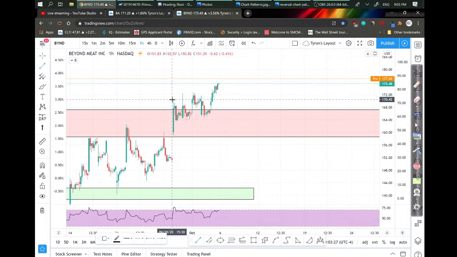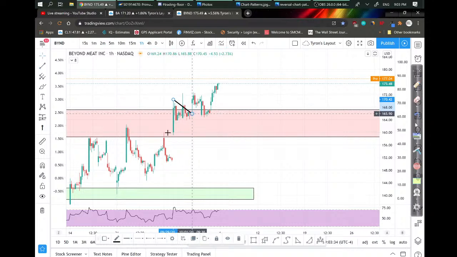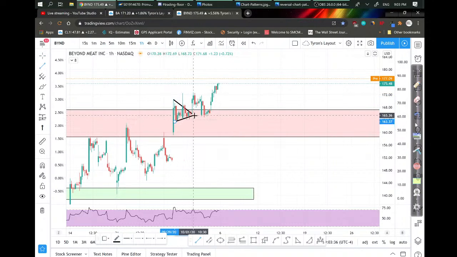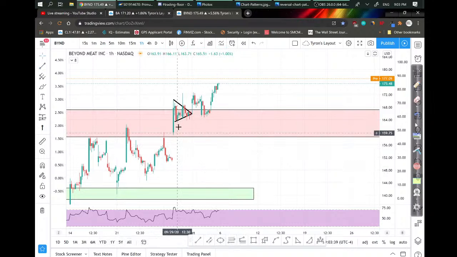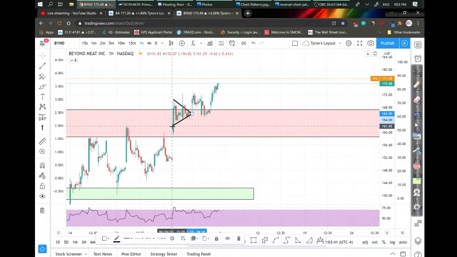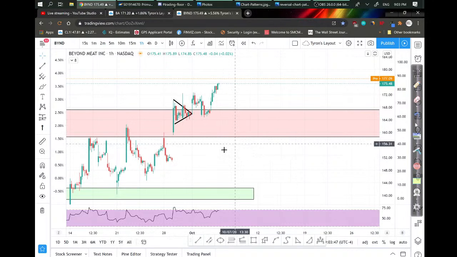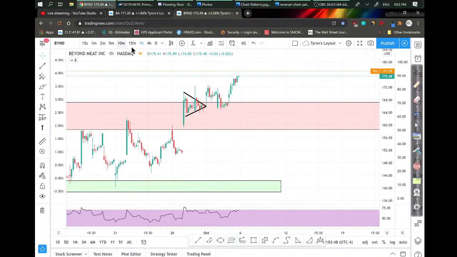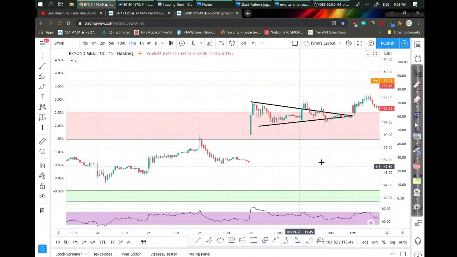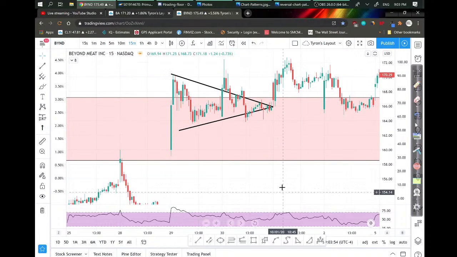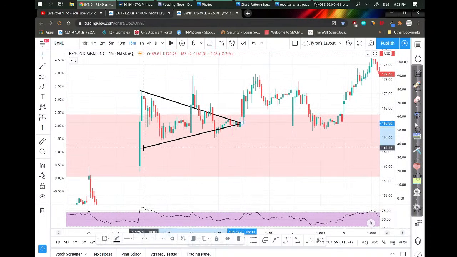Okay, Beyond Meat on a 1 hour, right? For example. You can see it's kind of a symmetrical triangle here. So a symmetrical triangle is actually a very powerful pattern. Because there could be movement from either side. It could be a break on either side, and you can see it usually is with a kind of pattern where this and this are perfectly aligned.